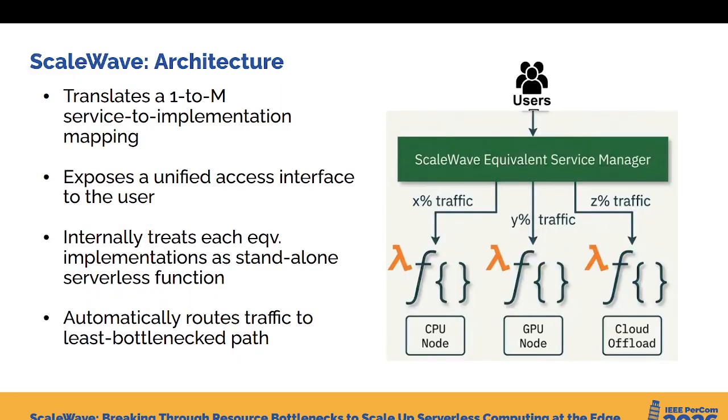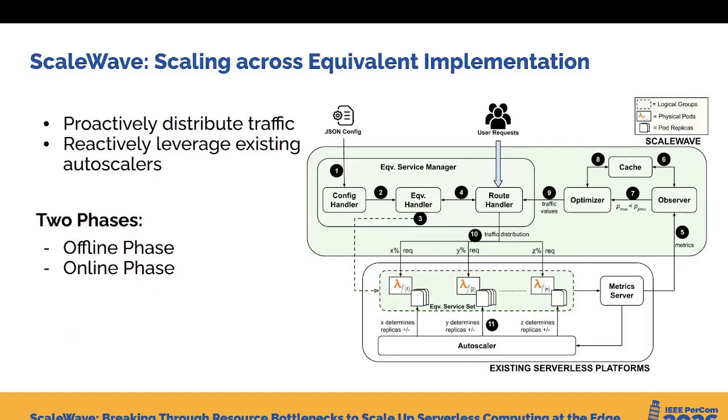From the user's perspective, there is still a single service interface. Users provide the service along with its equivalent implementations, and internally ScaleWave handles the heavy lifting of mapping services to multiple implementations, grouping them logically, and treating each implementation as an independent service function. ScaleWave also monitors system conditions and routes traffic to the implementation that currently has the least resource bottleneck and provides the most performance gains. ScaleWave operates in two phases, the offline phase and the online phase.